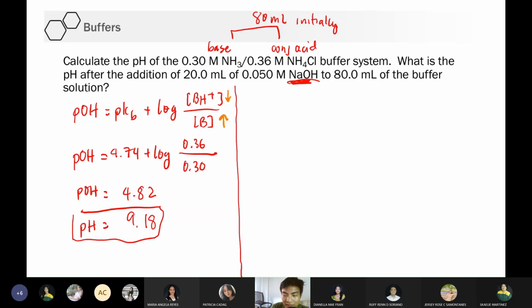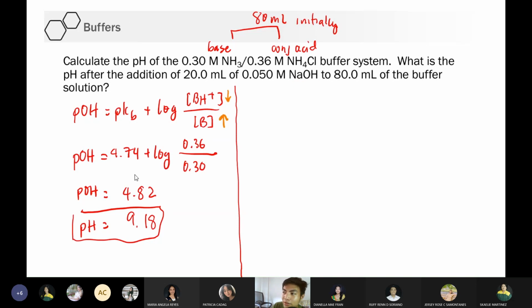So, sa result, tumataas-bumababa yung ratio nilang dalawa. Okay? So, itong arrow na to, pataas. Alam nyo na kung paano basahin yan. Okay? Panoorin nyo na lang yung nasa TikTok.